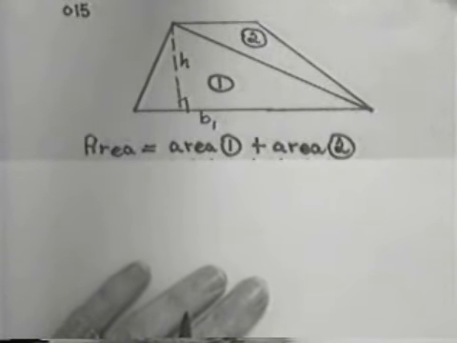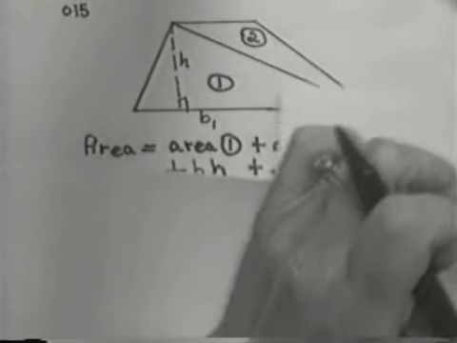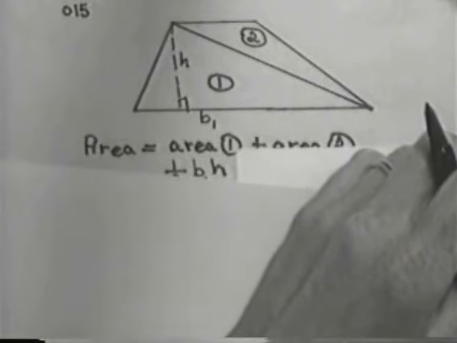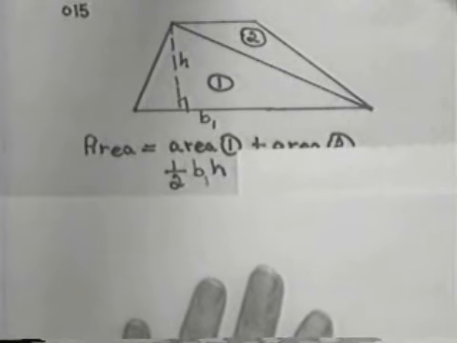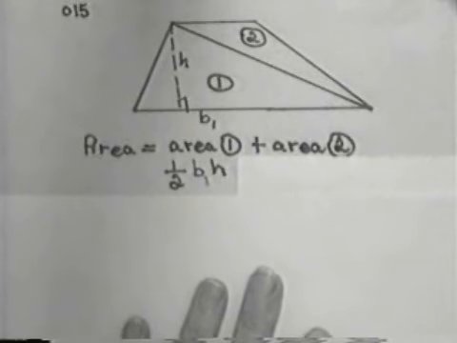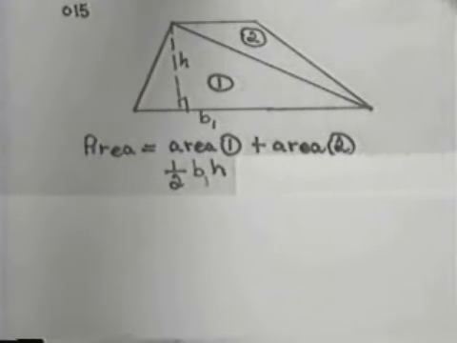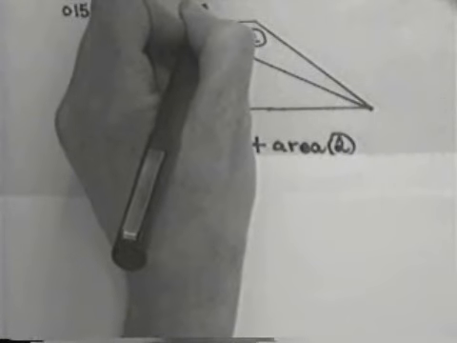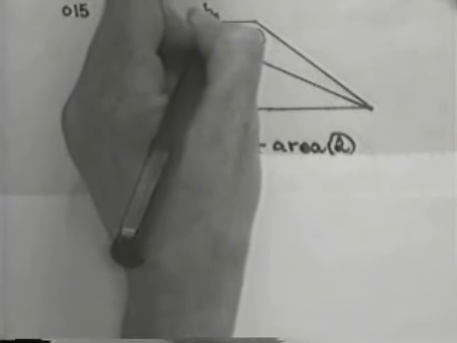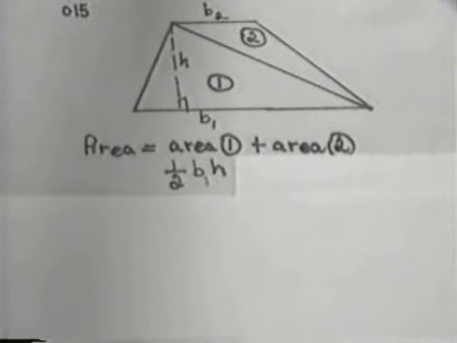So the area of that triangle would be 1/2 B1 times H. That would be the area of that first triangle, 1/2 B1 times H. Okay, for the other triangle, I'm going to let this top side be my base, and I'm going to call that base 2.